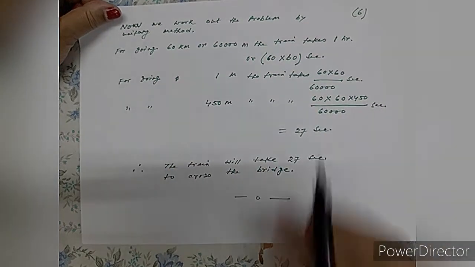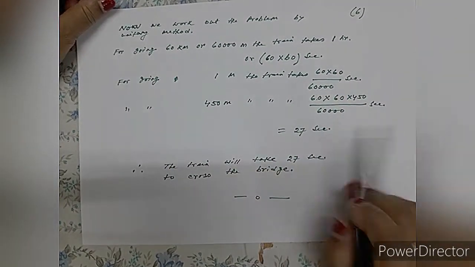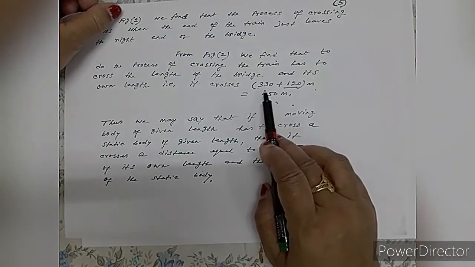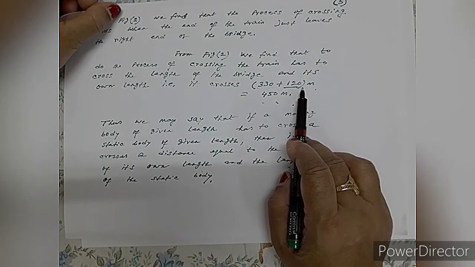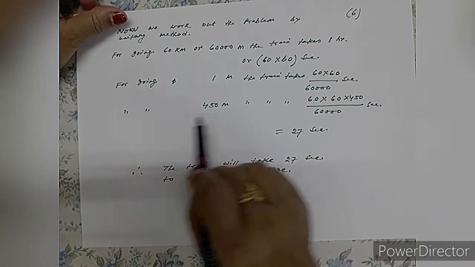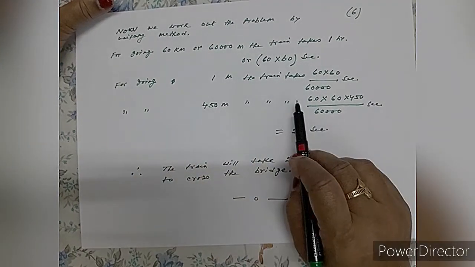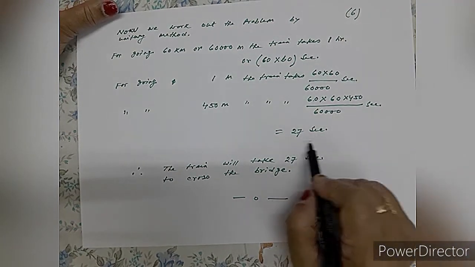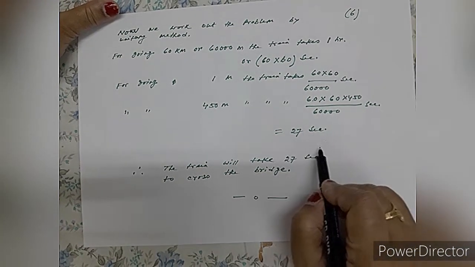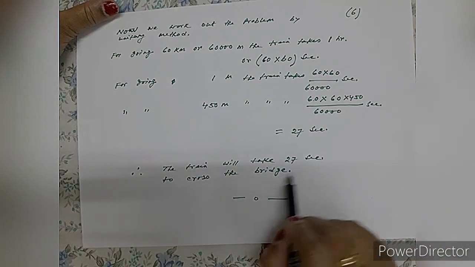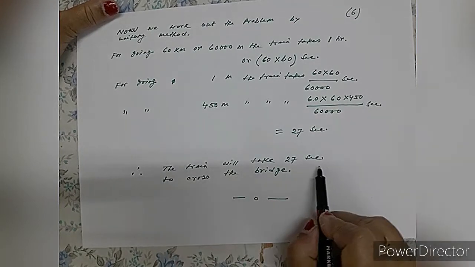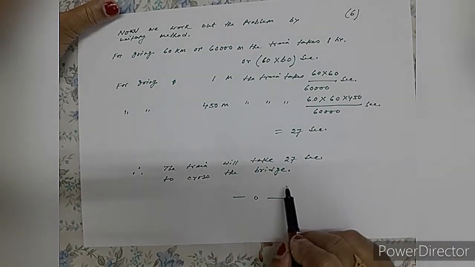So, how many meters have been covered by the train in total? You see, the length of the bridge 330 plus the length of the train 120, so total 450 meter. For going 450 meter, the train takes 60 into 60 into 450 by 60,000 seconds, that is 27 seconds. Therefore, the train will take 27 seconds to cross the bridge.